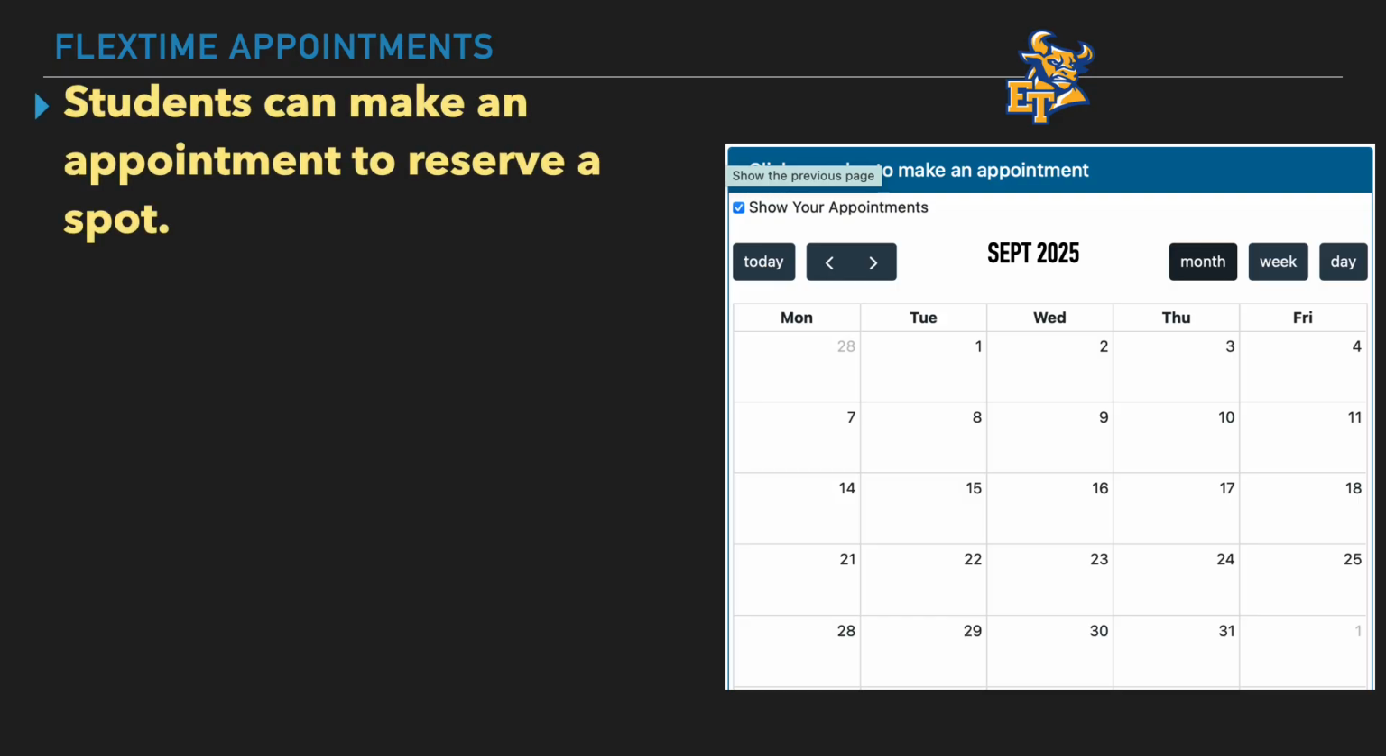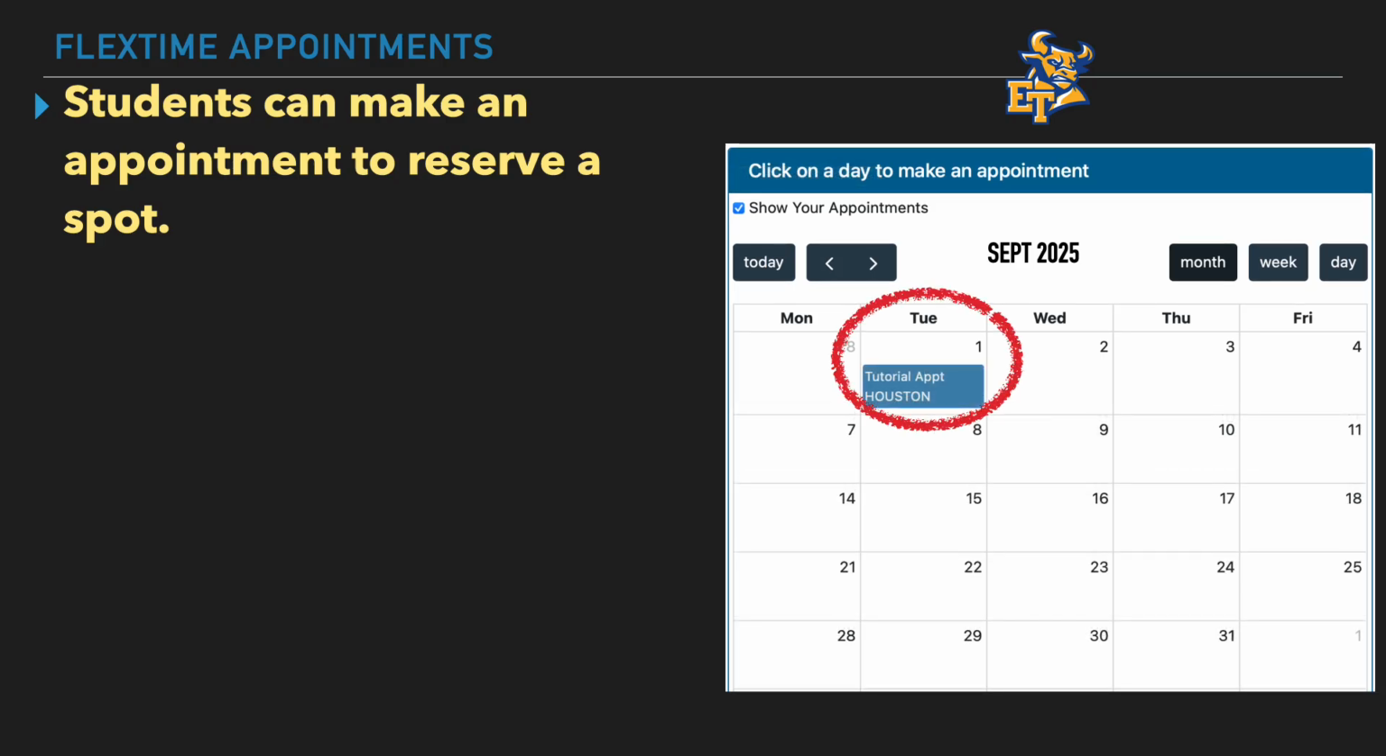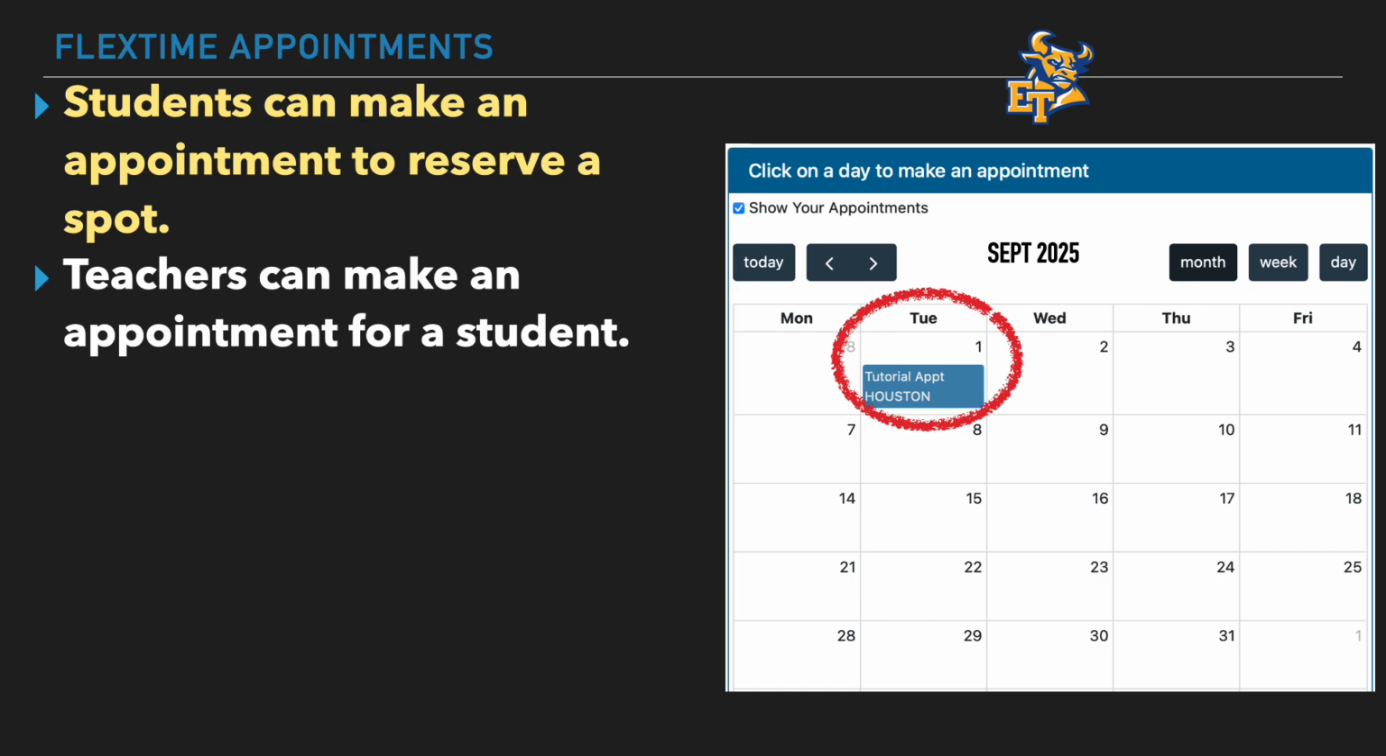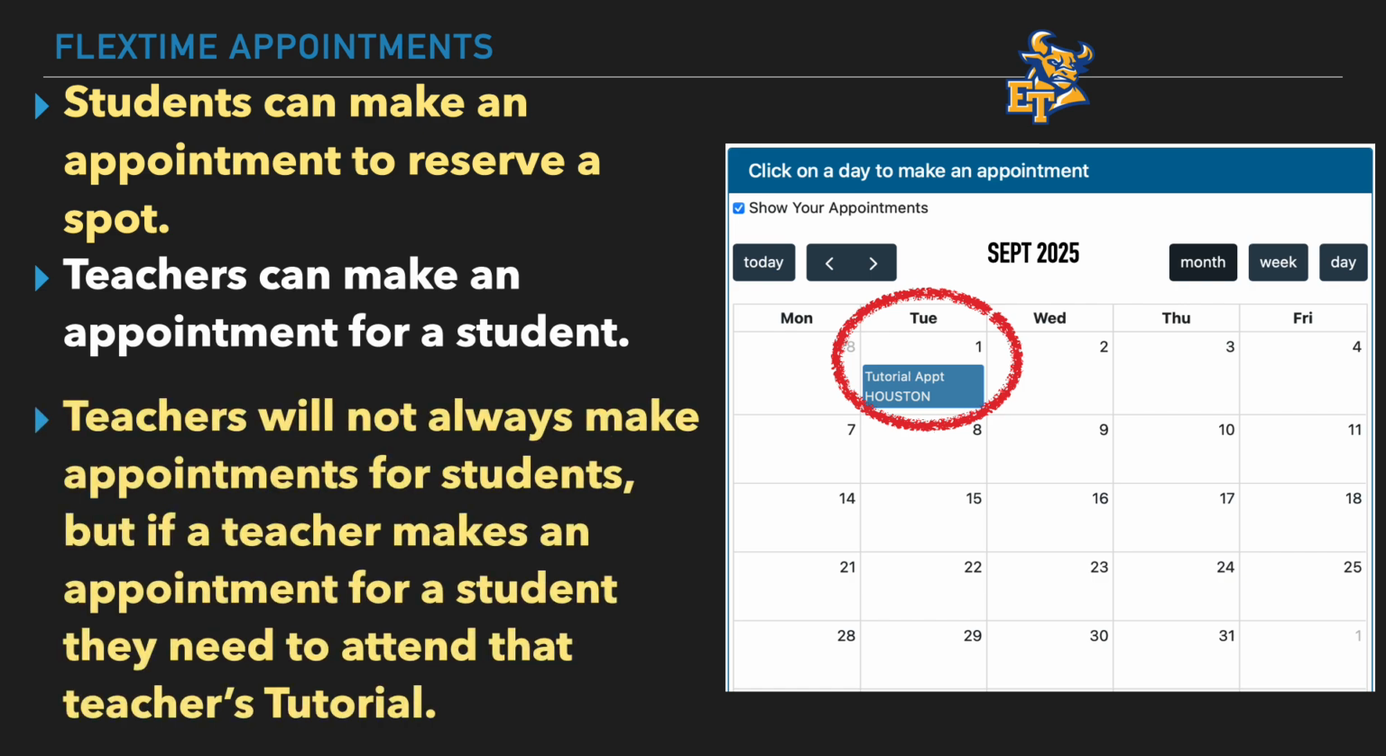With the FlexTime app, students can make appointments to reserve a spot in their teacher's tutorial. Teachers can also make an appointment for students. Note that teachers will not always make appointments for students, but if a teacher makes an appointment for you, then you will be required to attend their tutorial on that day. Students cannot override a teacher-created appointment.